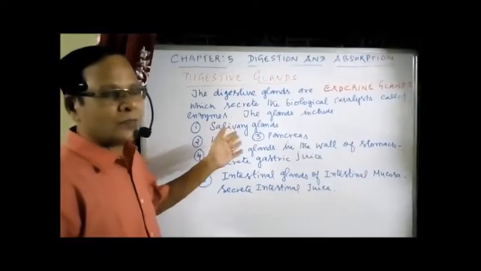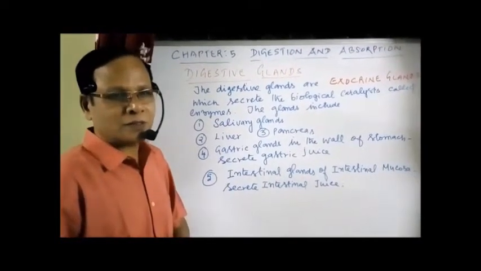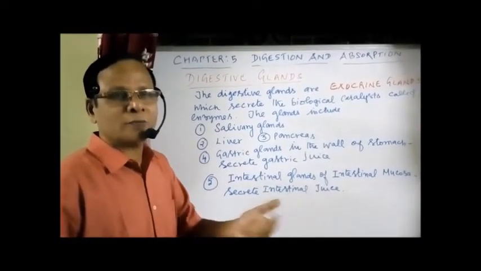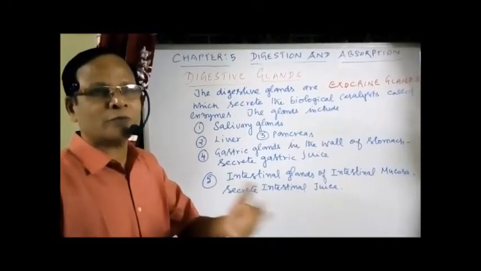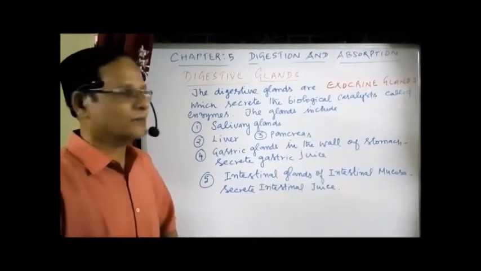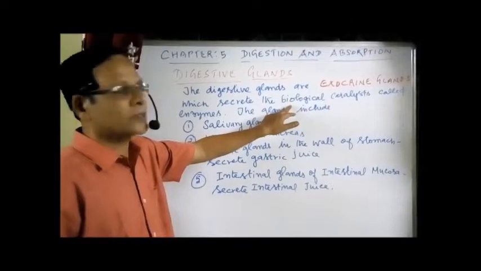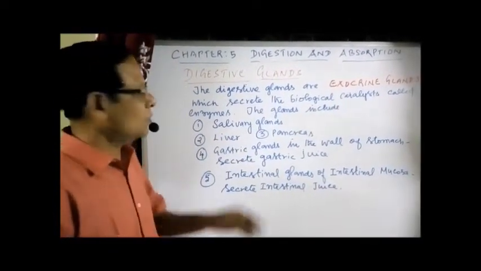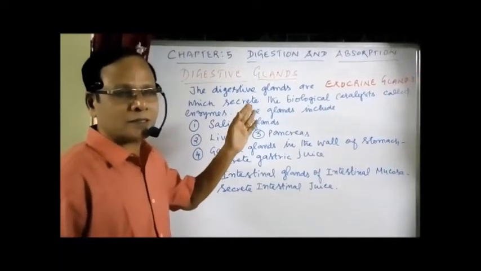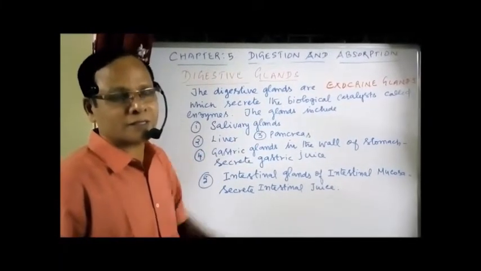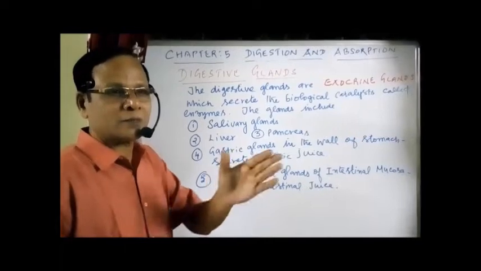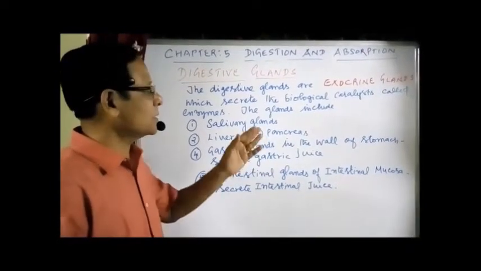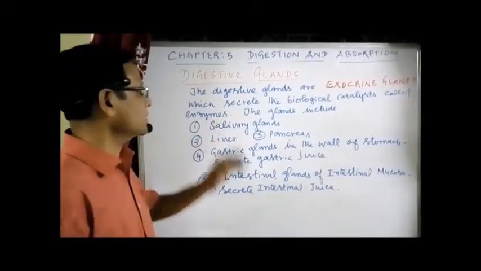They secrete the biological catalyst. The one which creates a biochemical reaction is called a catalyst. As the enzymes are secreted by the living cells, they are called biological catalysts. So all the digestive glands secrete the biological catalyst, the one which creates a biochemical reaction, secreted by the living cells, called enzymes.